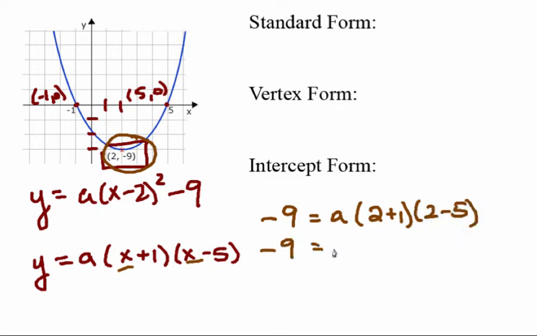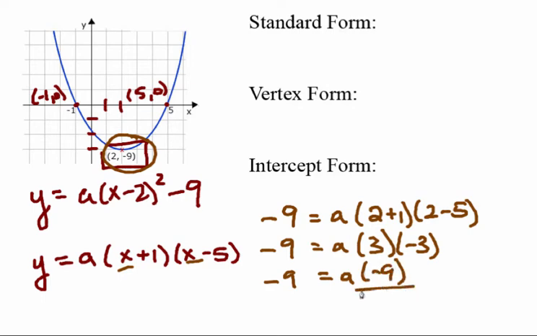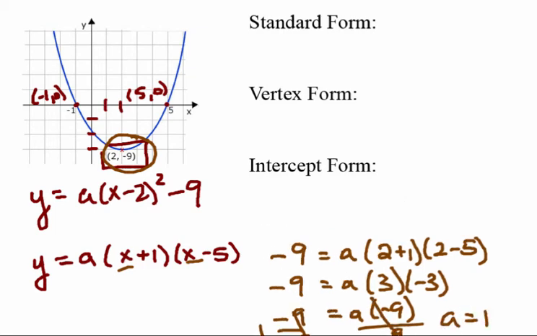So negative 9 equals a times 3 times negative 3. So negative 9 equals a times negative 9. So we'll divide by negative 9 on both sides and determine that a is equal to 1. That means that in intercept form, our equation says y equals x plus 1 times x minus 5.